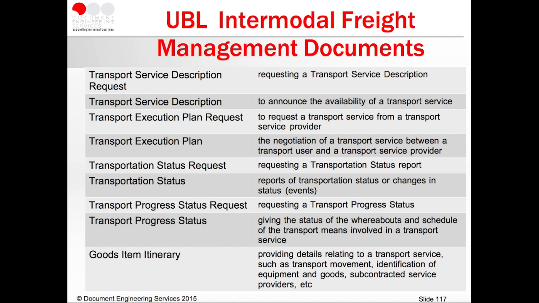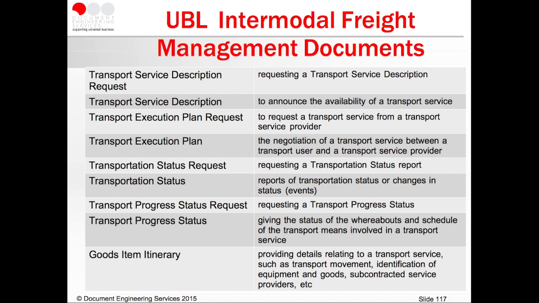The transport service description request and the transport service description are part of the planning process. The transport execution plan is really the equivalent of a forwarding instruction, and there's both a request and a plan to denote one is asking for something and one is stating what's possible. You can also request a transport status and receive one, and you can get progress reports.